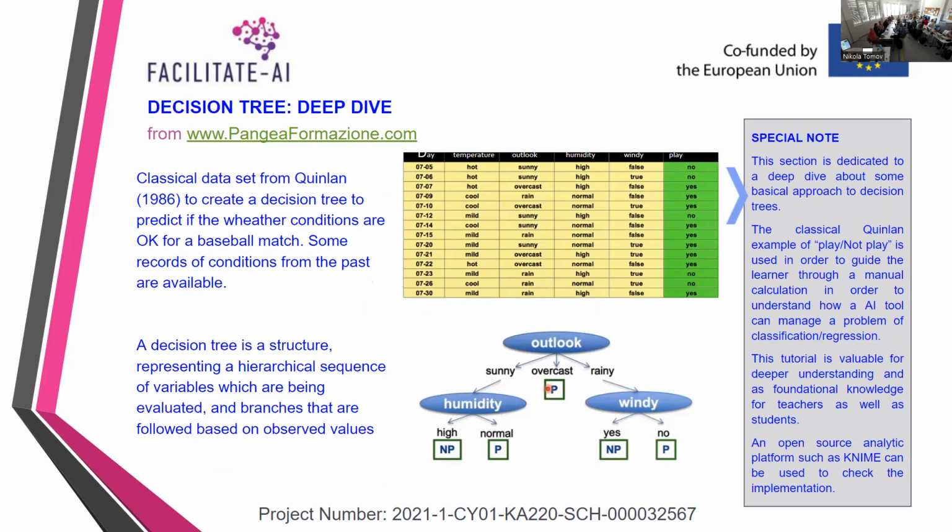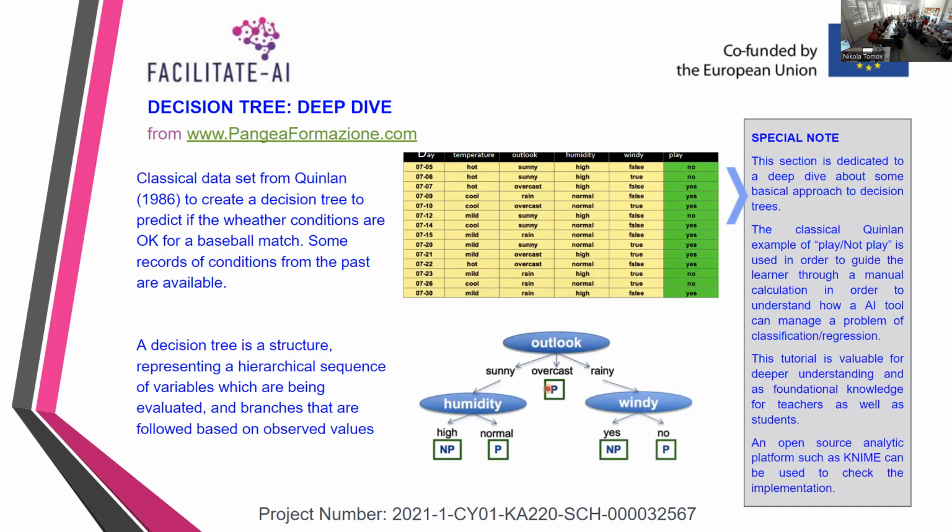So we have a simple table of date, temperature, outlook, humidity, wind, day, and they start from here manually, and they start reasoning. What are the features? What are the characteristics that we have to consider? Okay, it's sunny. It's windy. It's not windy.